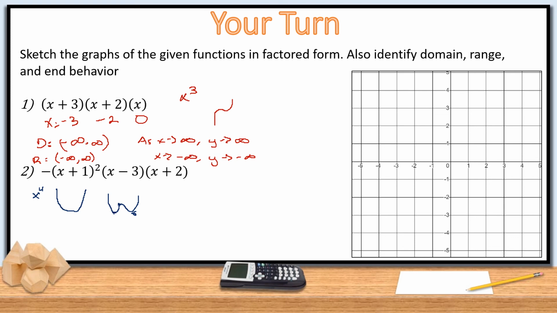At x equals negative 1, there's a multiplicity of 2. So it's going to be a turning point there. So we've got zeros at minus 1, and this is the one that's a turning point. A 0 at 3 and a 0 at minus 2.